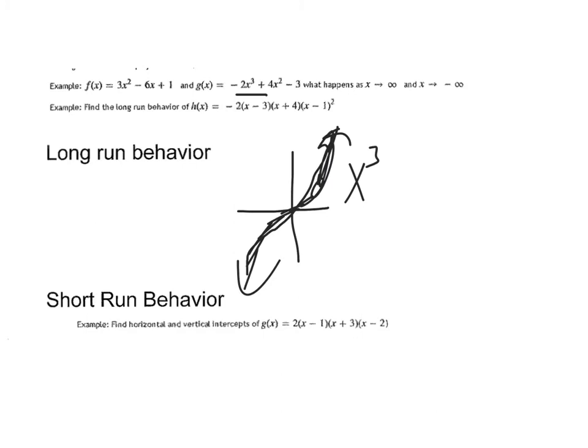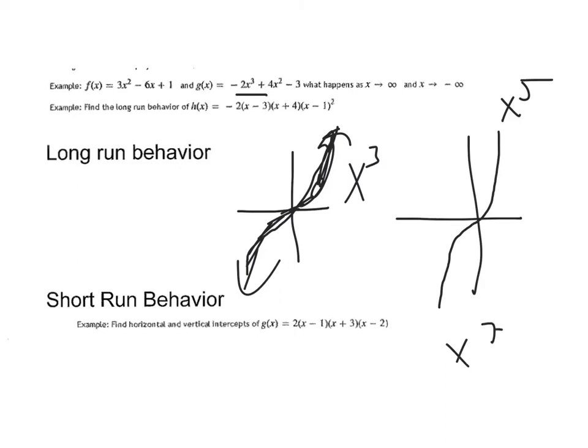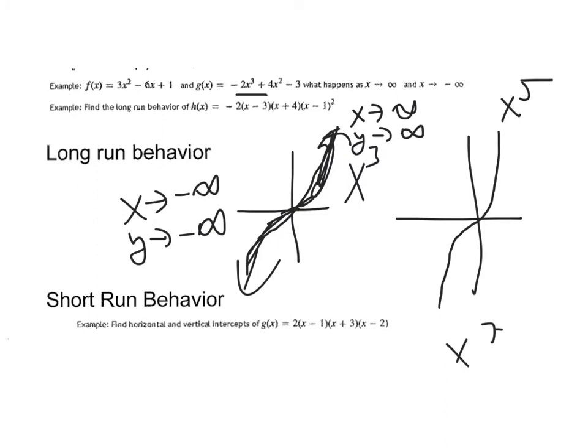And x to the 5th works the same way. It'll just be steeper. It grows faster because it's a 5th degree. So that would be like x to the 5th. x to the 7th, same deal. So odd degree polynomials always look like this. As x goes out to negative infinity, y goes down to negative infinity. As x goes out to positive infinity, y goes out to positive infinity. They go in opposite directions.